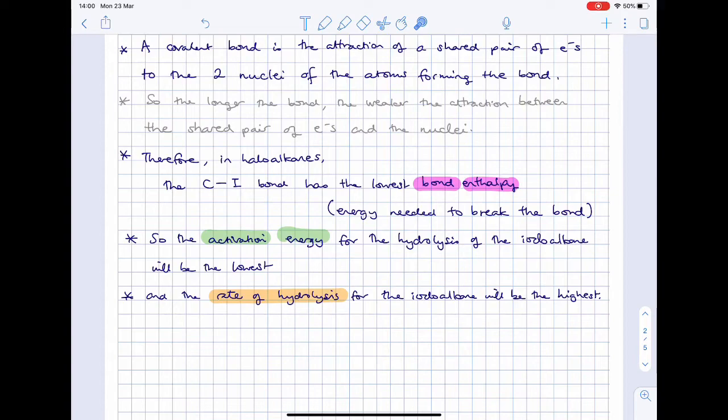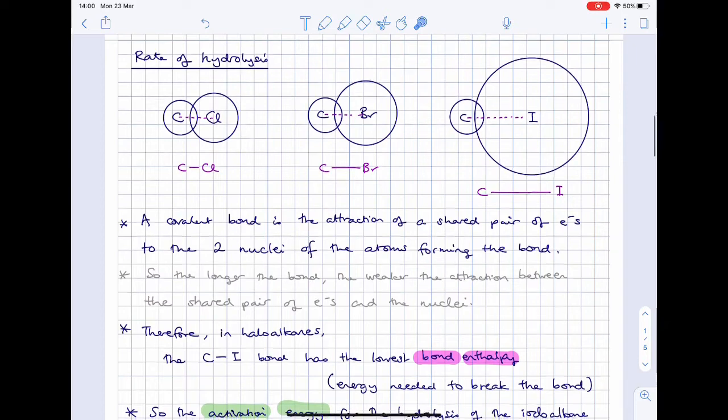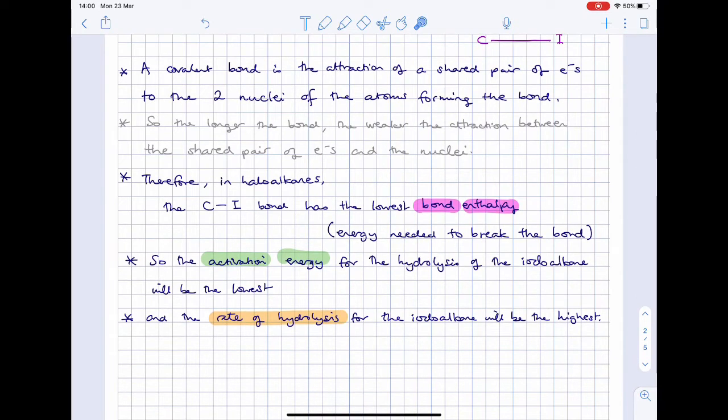Now, in this reaction, we are going to compare the rates of hydrolysis. So I mentioned before, whenever we mention the rate or speed of a reaction, we must explain in terms of activation energy. So your answer must include the phrase activation energy. We already had the fact that the carbon iodine bond has the lowest bond enthalpy. So for the iodoalkanes, they will have the lowest activation energy for hydrolysis. So hydrolysis of iodoalkane will have the lower activation energy compared to chloroalkanes. So the rate of hydrolysis for iodoalkanes will be the highest as the reaction will be fastest.